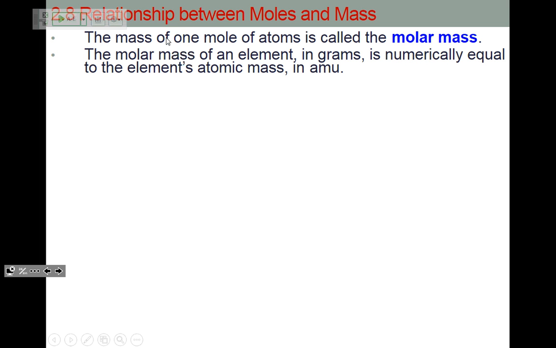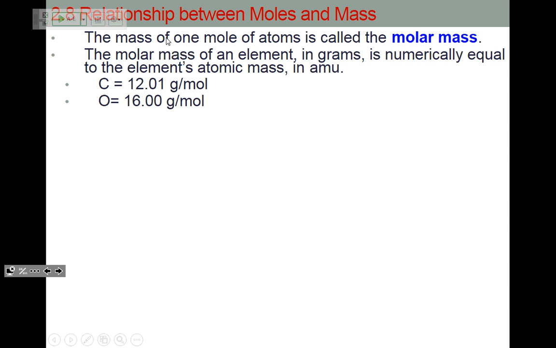So the mass of 1 mole of atoms is called our molar mass. That makes sense. 1 mole of atoms is our molar mass. And the molar mass of an element in grams is numerically equal to its atomic mass in AMU. So if carbon is 12.01 AMU from the periodic table, then its molar mass, its mass per 1 mole, is 12.01 grams. So if we have 1 mole of carbon, we're going to have 12.01 grams of carbon. That's a lot of carbon, though, so we won't often be using that much carbon.